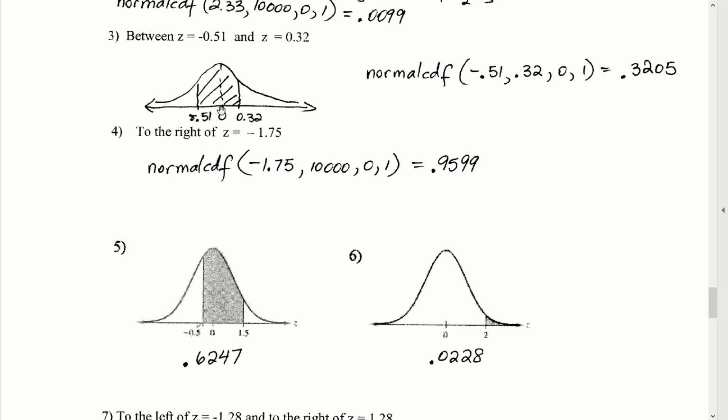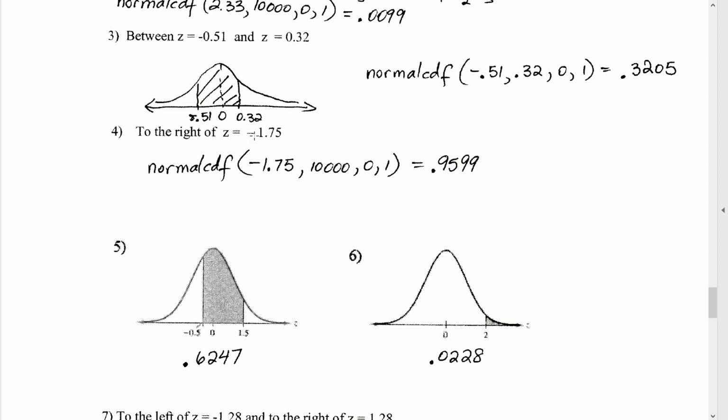We know that the mean is 0, which is right here. A z-score of negative 0.51 would lie somewhere to the left of the mean. A z-score of 0.32 would lie somewhere to the right. And we're looking for the area between the two. So I would shade the part of the normal region between those two z-scores.